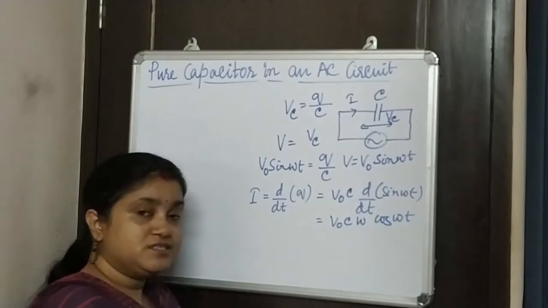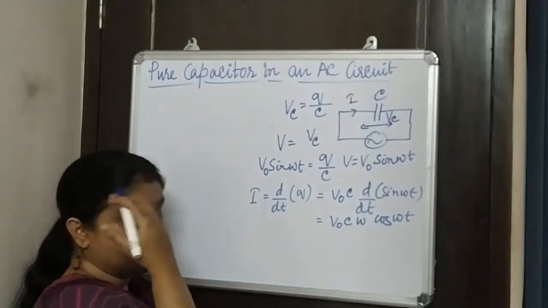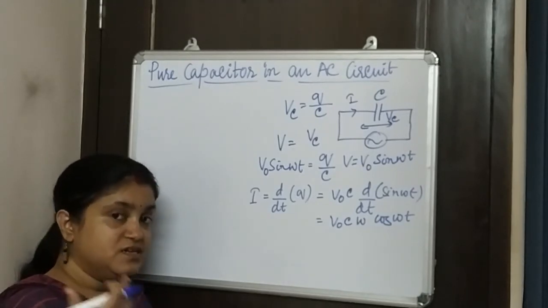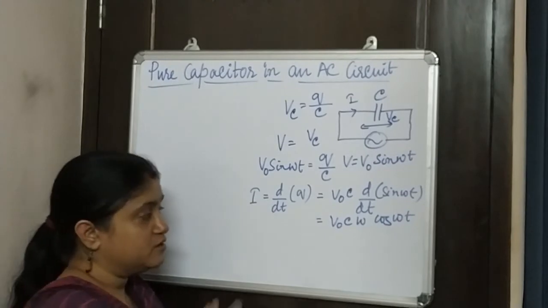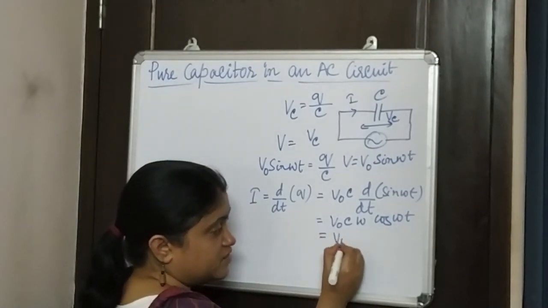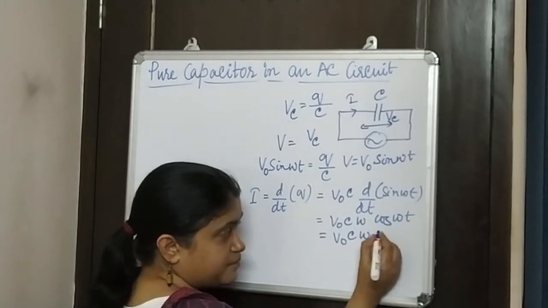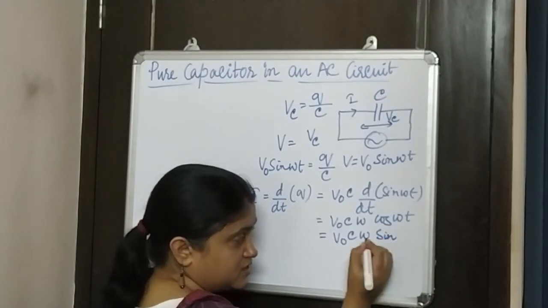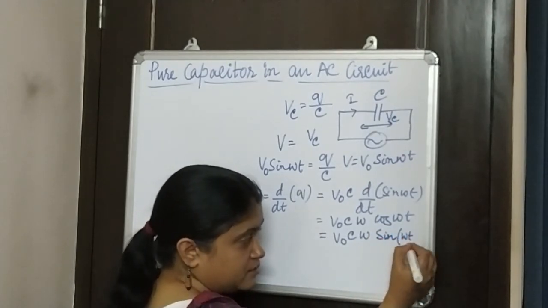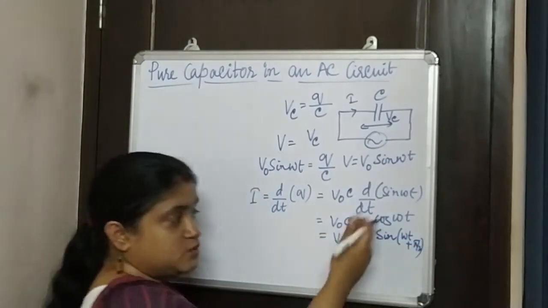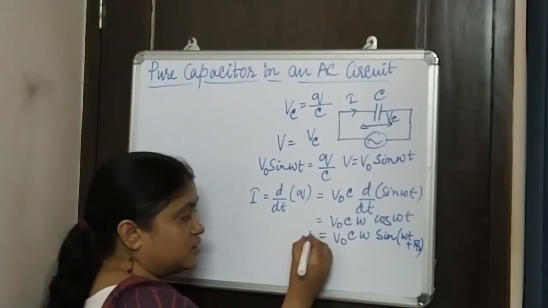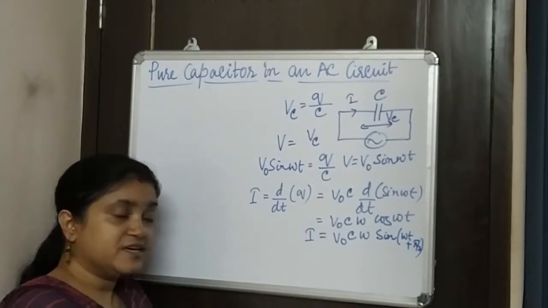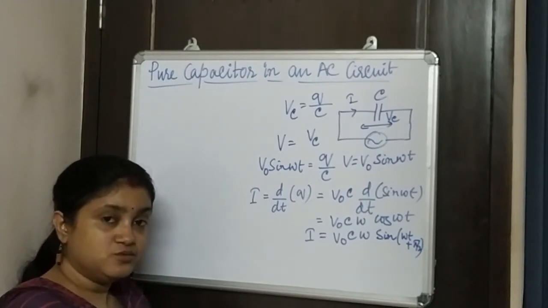But this is in a cos term, and our general notion for the AC current should always be sinusoidal. It's better to change to a sinusoidal notation. So this is V naught C omega. If I write cos omega t in sine form, then I have to write sine omega t plus pi by 2. That is what gives me cos omega t. So therefore I is V naught C omega sine omega t plus pi by 2.